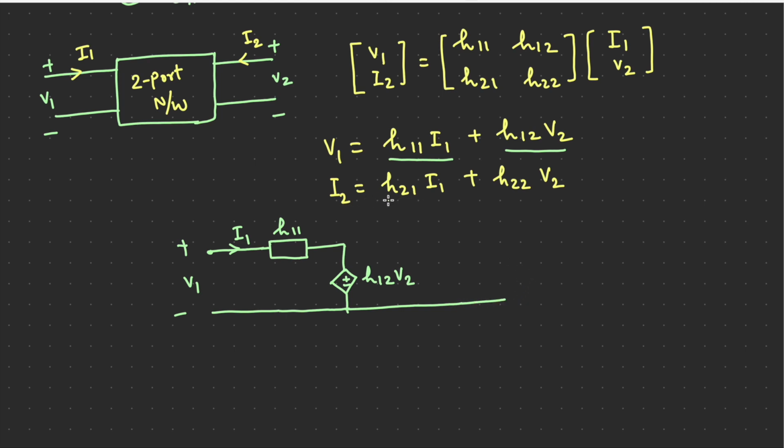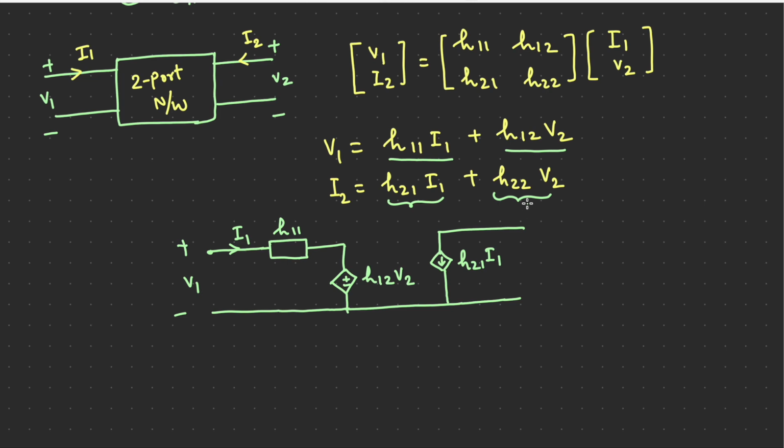Then in the right-hand side, the first parameter is H21 I1. So this current is equal to this current plus this current. So basically the current will be dividing into two parts. The first is the current source, which is H21 I1. So it is a current-dependent current source. It will depend upon the first current.